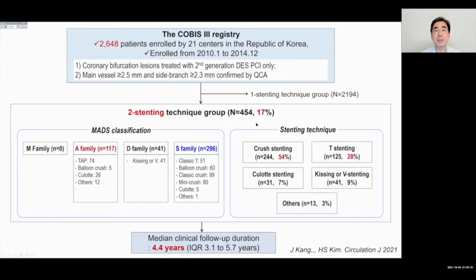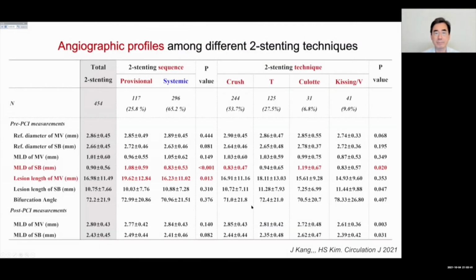Among them, 70%, 454 patients, received two stenting technique, mainly side branch first, with main vessel first a minority. For the stent technique, the crush technique is dominant, more than 50%. T-stent technique, about 30%. Culotte, kissing, and V stent, less than 10%. We completed 4.5 years follow-up.